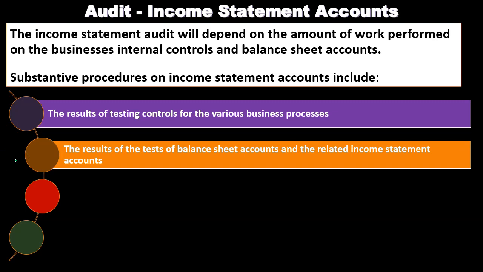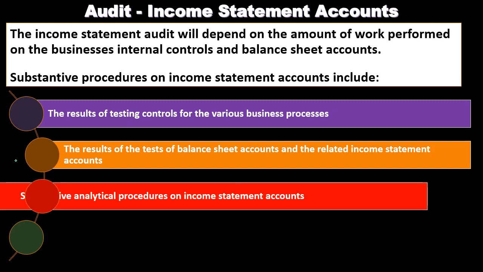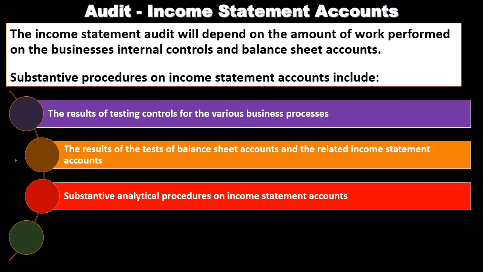The results of tests of balance sheet accounts and related income statement accounts. So when we consider the amount of evidence, we're considering the balance sheet accounts that we've tested, things like accounts receivable and accounts payable, purchasing, and the sales cycle. As we think about those cycles, we have also tested for income statement or related income statement accounts as well. We want to keep that in mind.